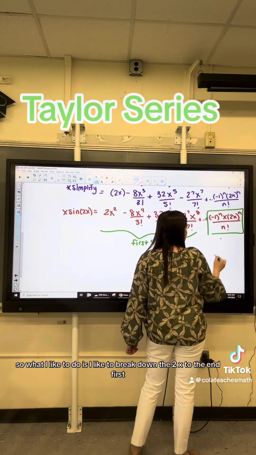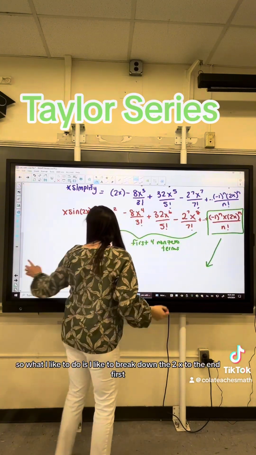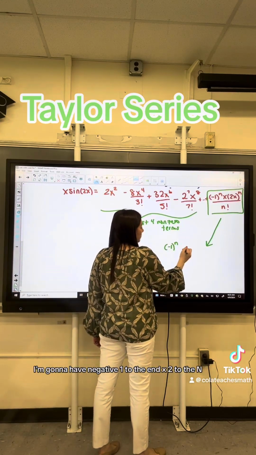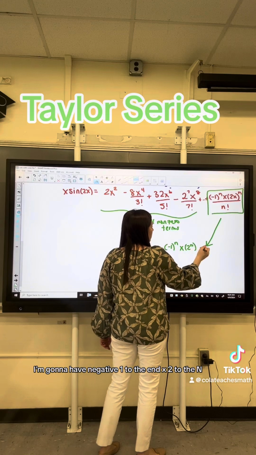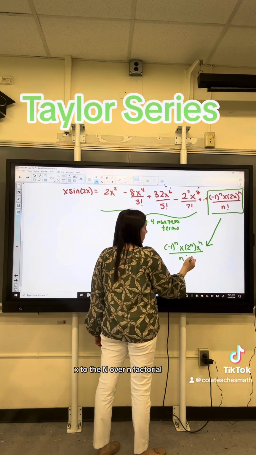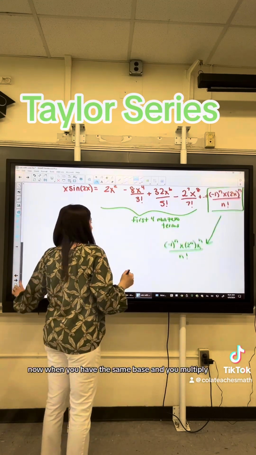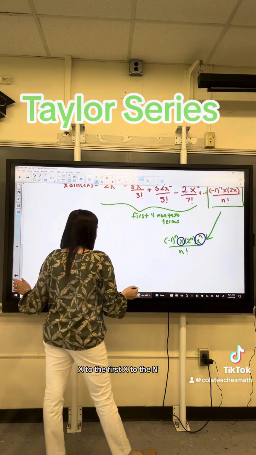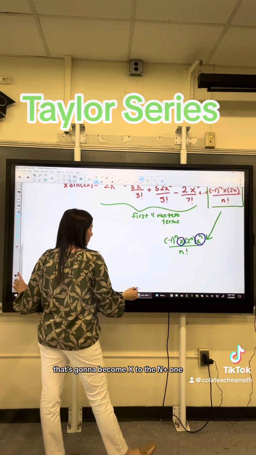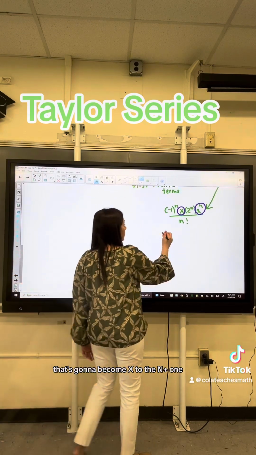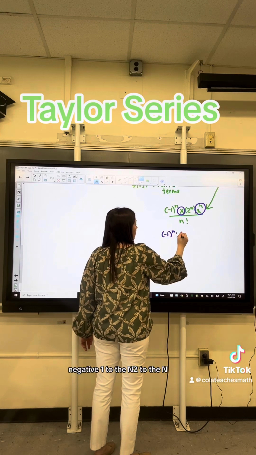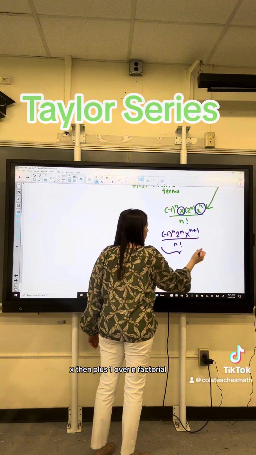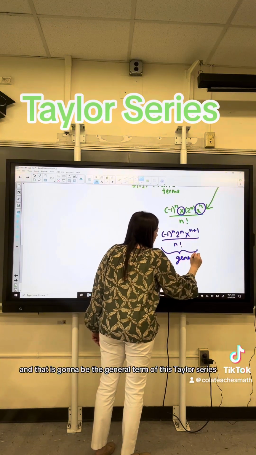So what I like to do is break down the 2x to the n first. So go ahead and watch what I'm going to do here. I'm going to have negative 1 to the n, x, 2 to the n, x to the n over n factorial. Now when you have the same base and you multiply, you just add the exponents. So see those x's right there? x to the first, x to the n. That's going to become x to the n plus 1. So watch how I write it. Negative 1 to the n, 2 to the n, x to the n plus 1 over n factorial. And that is going to be the general term of this Taylor series.